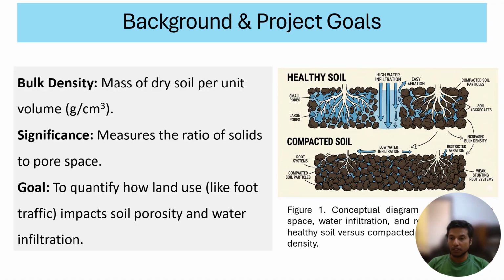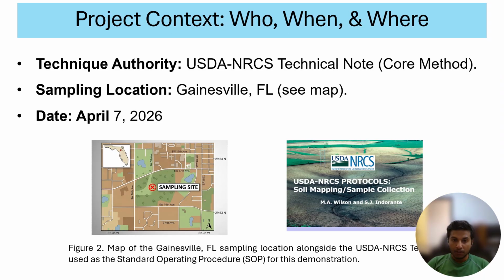However, when a site experiences, let's say, heavy foot traffic or equipment use, the soil structure is crushed. Those pores collapse and the bulk density number goes up, the roots become stunted, and water pools on the surface. So our goal with this project is to learn how to quantify that compaction so we can make informed land management decisions.